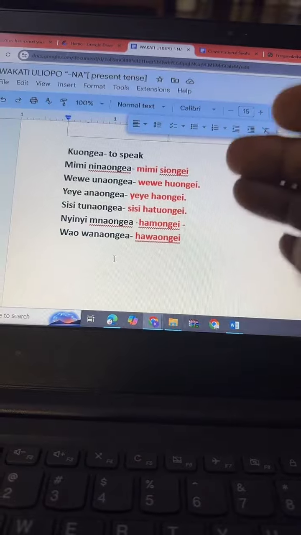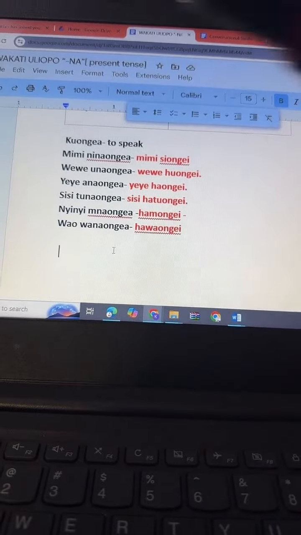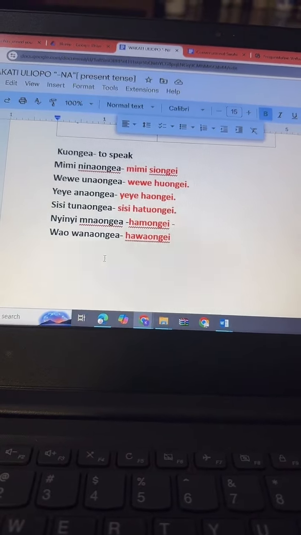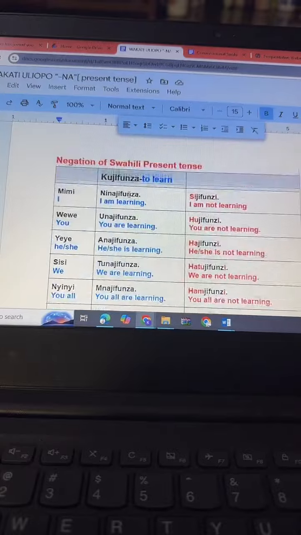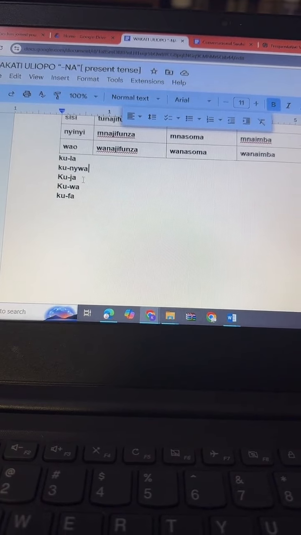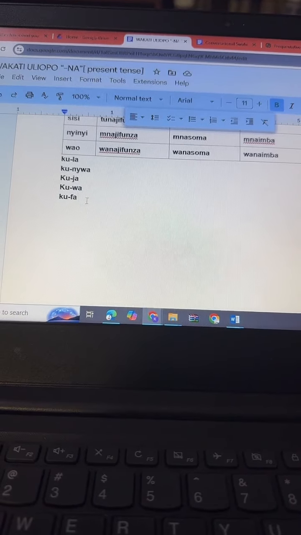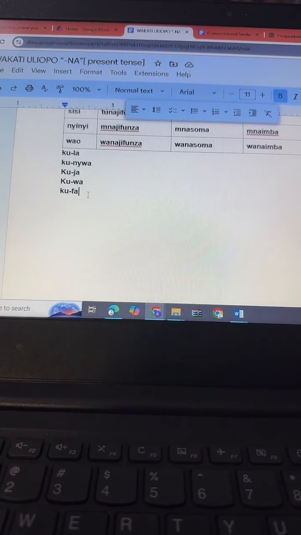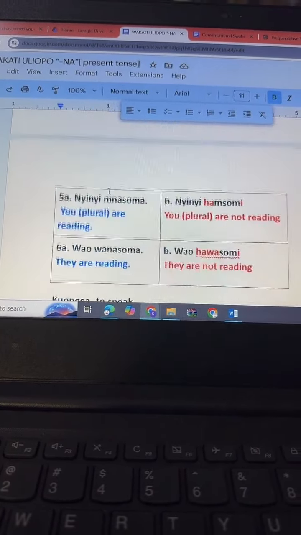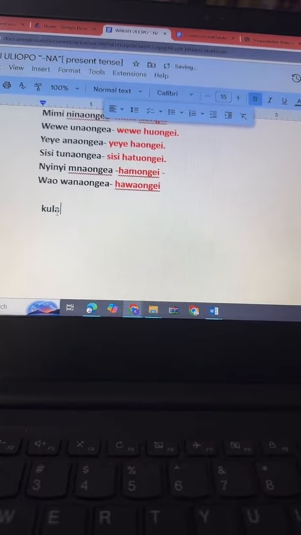Now, you know how we can negate these verbs in the present tense. But in our previous lesson, we also learned some monosyllabic verbs. Kula is to eat. Kunywa is to drink. Kuja is to come. Kuwa is to be. Kufa is to die. We will use either kula or kunywa and see how we can go around with monosyllabic verbs.